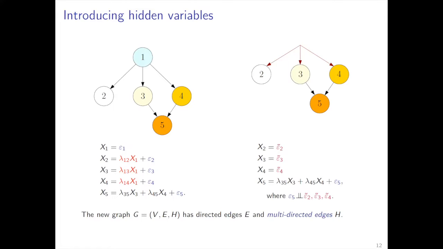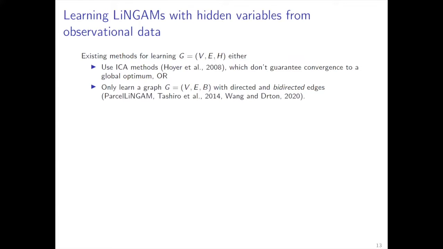And so we would like to learn this graph. There are existing methods, and you can still learn this using ICA, independent component analysis, but again, you don't really have guaranteed convergence to the global optimum. Other existing methods are good, but they only learn graphs that have directed and bidirected edges. We improve on these by learning a graph that has directed and multi-directed edges.